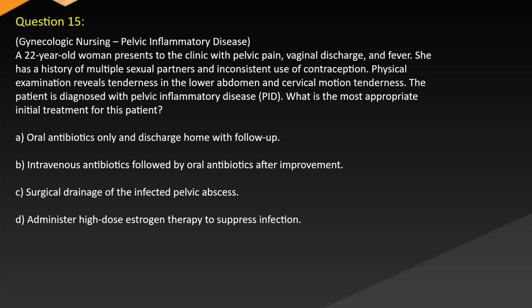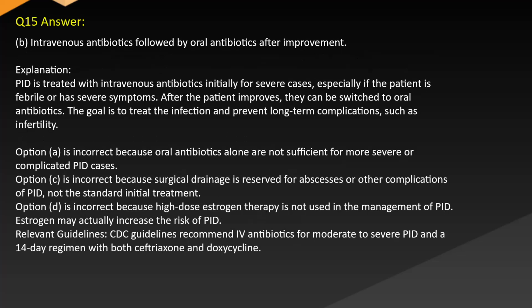A. Oral antibiotics only and discharge home with follow-up. B. Intravenous antibiotics followed by oral antibiotics after improvement. C. Surgical drainage of the infected pelvic abscess. D. Administer high-dose estrogen therapy to suppress infection. Answer: B. Intravenous antibiotics followed by oral antibiotics after improvement.